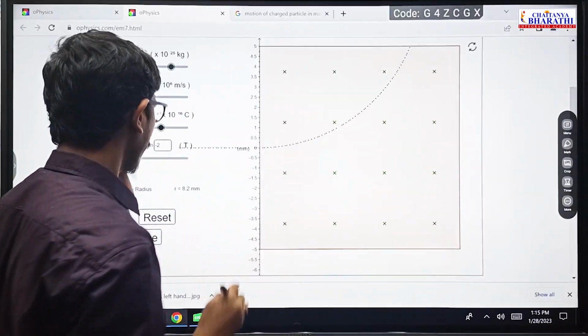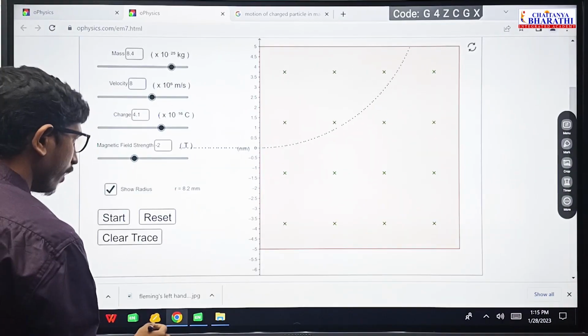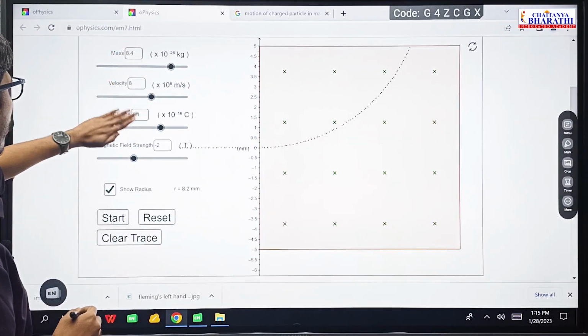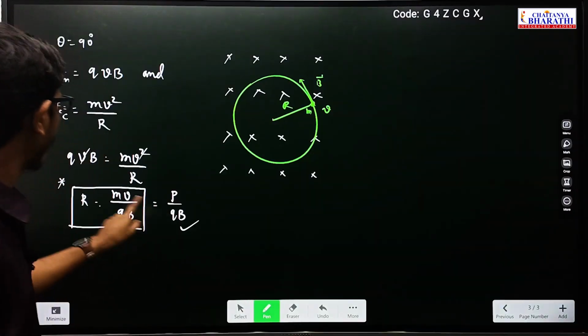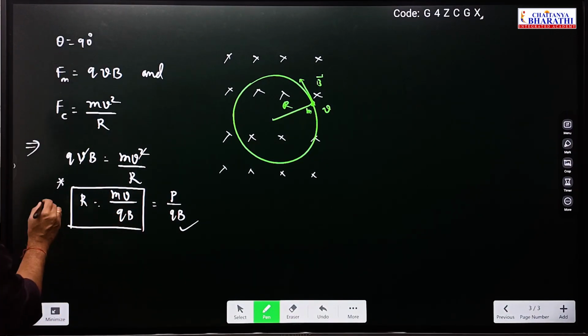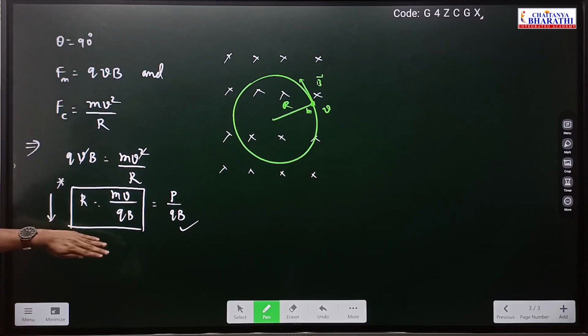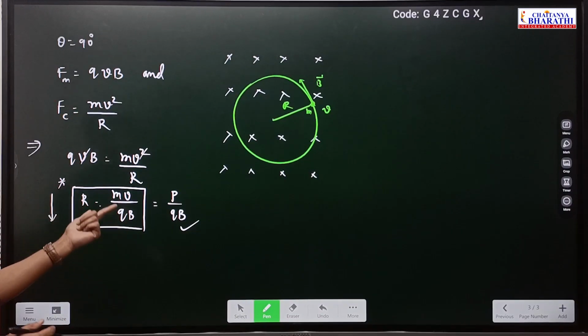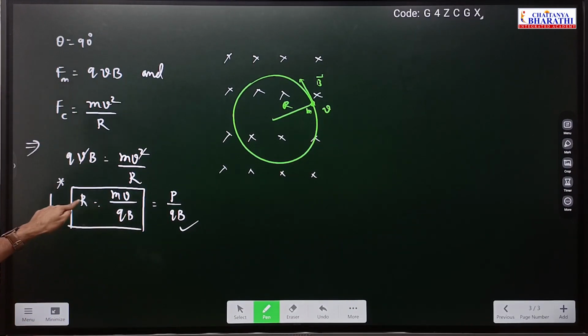Now, to decrease the radius, what do I need to do? This is the radius of the particle. I have mass, velocity, charge, and magnetic field. These are the four parameters; the radius depends on mass, velocity, charge, and magnetic field. If I want to decrease the radius, what can I do? If I increase the charge or if I increase the magnetic field, the radius will decrease.